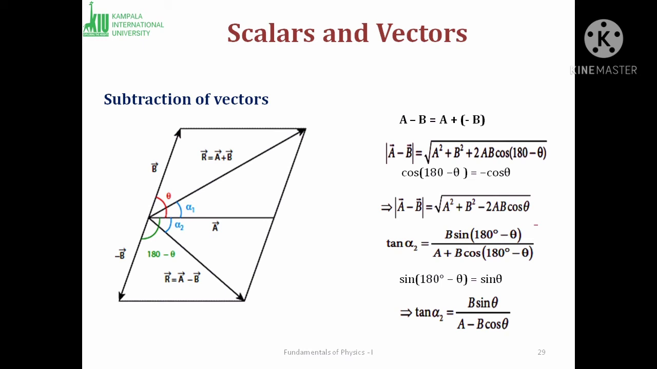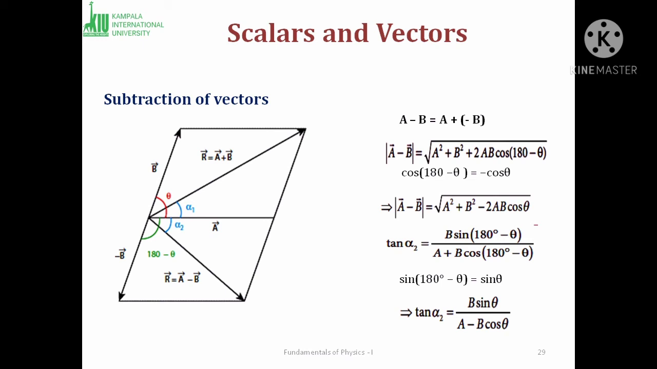This is A vector, this is B vector. So this is the positive side of B. You extend in the opposite side, you will get negative B, right? Minus B. So you extend this line, you will get the parallelogram. And this angle is theta. So the total angle is 180 degrees, so this angle is 180 degrees minus theta, right?